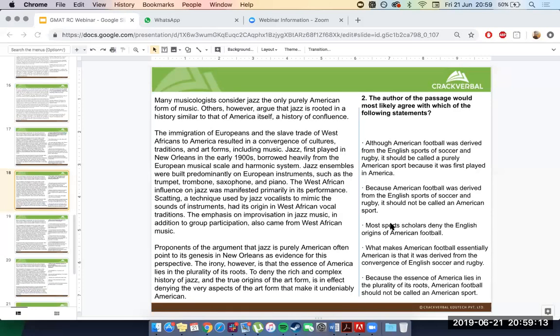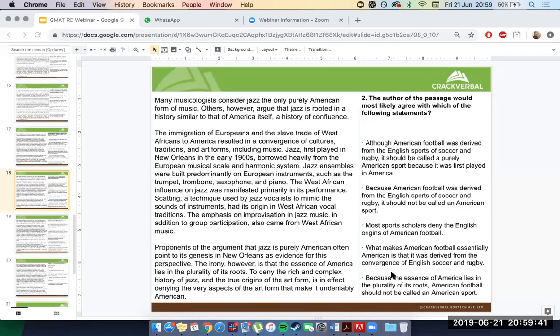Most sports scholars deny the English origins of American football. That's a fact statement, and we can't know anything about that because we don't know anything about English or American football and its origins. What makes American football essentially American is that it's derived from the convergence of soccer and rugby. Absolutely, right? Because what the author is trying to say is that this thing is American, but it's American because of confluence. And those two things come together to say that, yes, indeed, this is what the author would agree with.